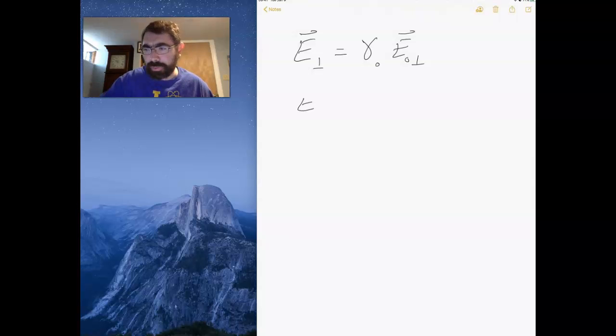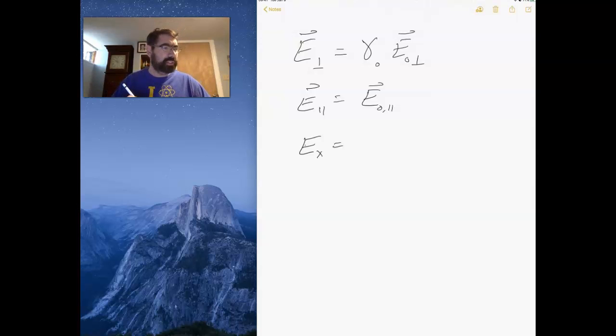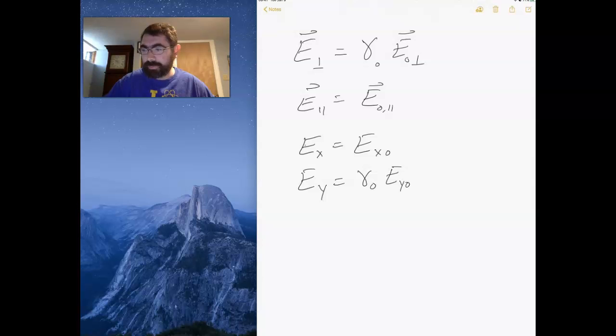The parallel components do not get modified. Okay, so that's important because that would mean that, let's say that the direction of motion is in the x direction, the x component of the electric field would not be modified, but the y component of the electric field would, and the z component would, because those are perpendicular to the direction of motion.